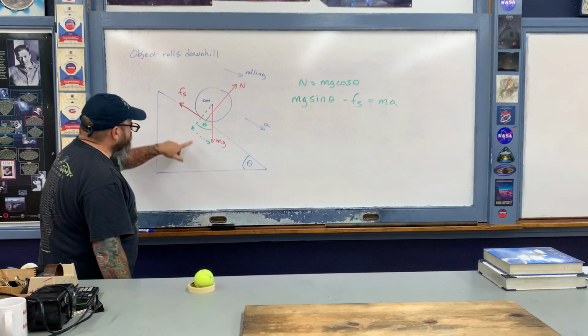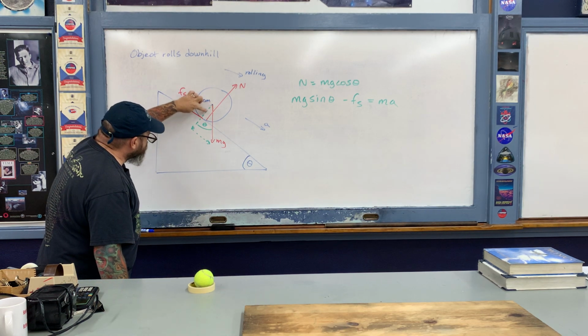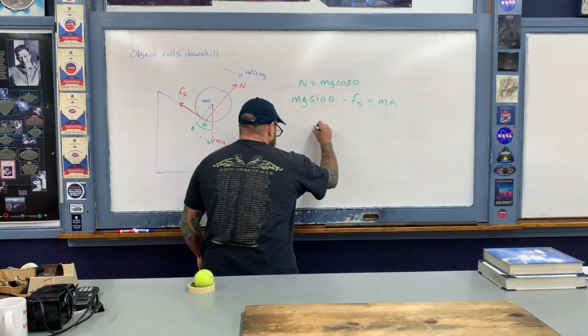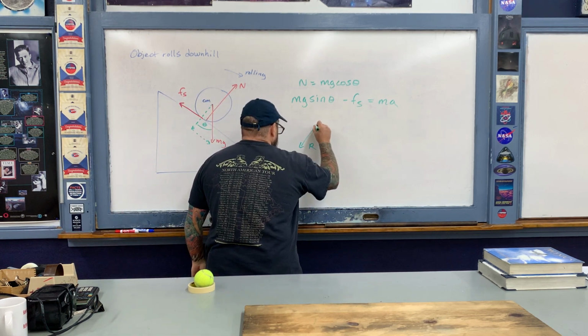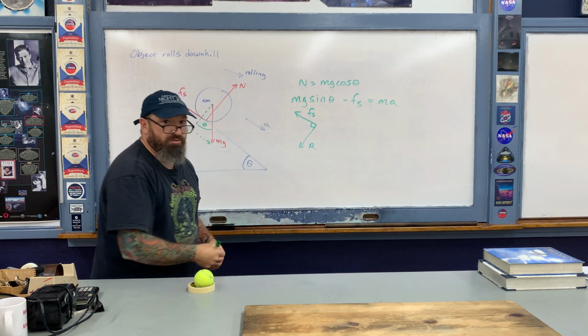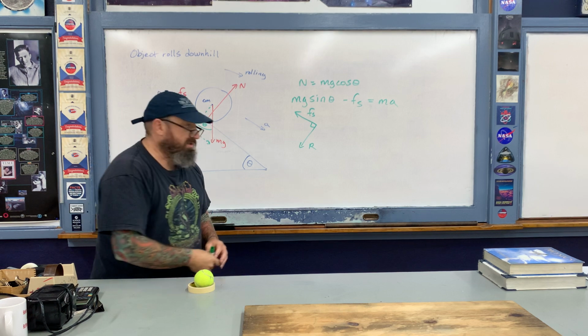Let's take a look at, first of all, the force of static friction. Right here is a moment arm, which is equal to the radius of the ball or the hoop, like so. And then right here is the force of static friction pointing uphill. There's a 90-degree angle between the two. So now do r cross F.